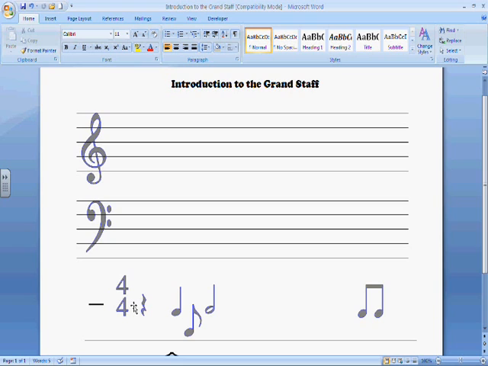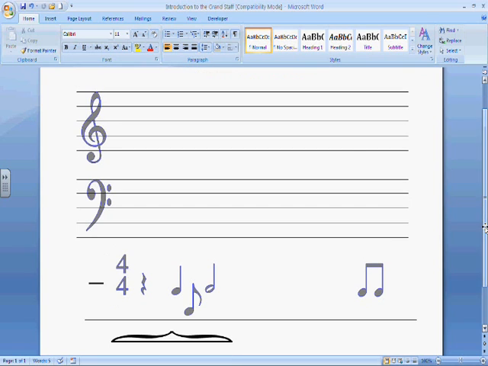So now that we have all that, let's get into the actual idea of the grand staff. The grand staff looks like this, without that center line. I moved it down here. They also bracketed the whole thing together so we understand what it means. So I'm going to put this bracket up there and kind of turn it around.